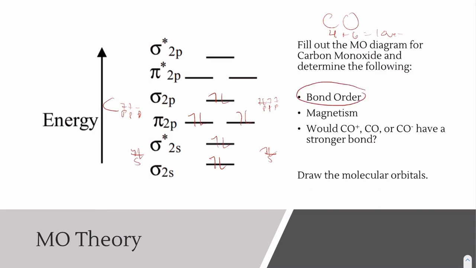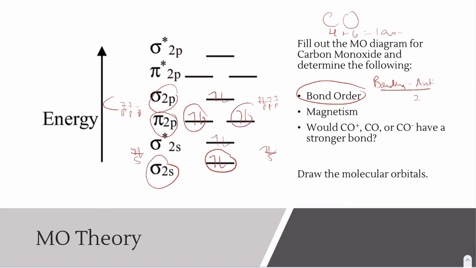Now we need to determine the bond order. Bond order, remember, is bonding minus anti-bonding, over 2. Bonding will always be in the non-asterisked orbitals, meaning this one and this one. So in here we've got 2, and then 4, 6, 8 total bonding electrons. So 8 minus 2 anti-bonding electrons, because it's got this asterisk here. Let me clean this up a little bit. Now it's going to be 8 minus 2, over 2. That's 6 over 2, which ends up being 3.